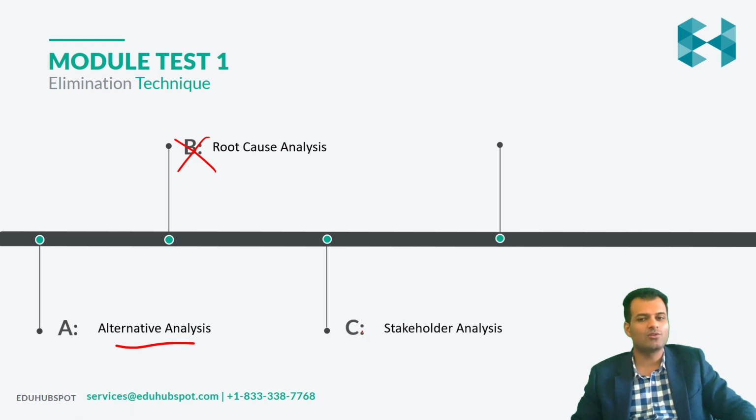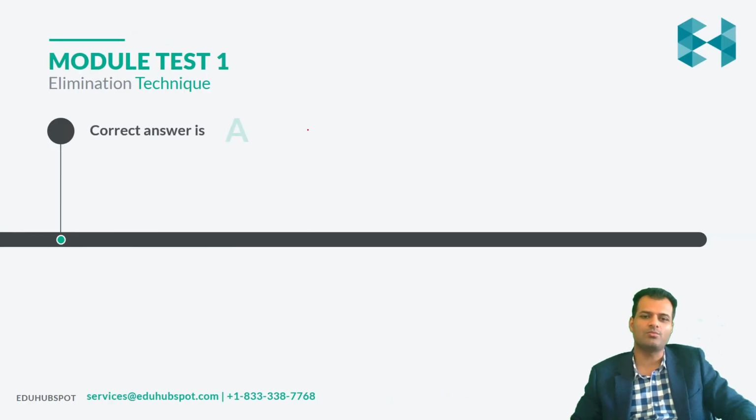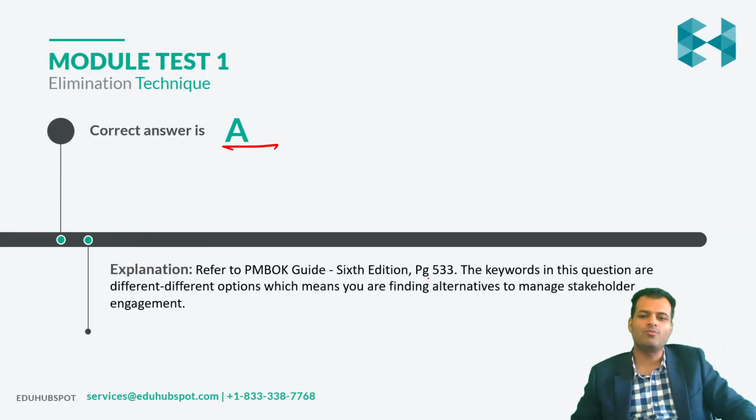Similarly, C, stakeholder analysis. Stakeholder analysis is all about the power impact matrix, the engagement matrix, unaware, resistant. That's not what they're talking about here either. So C cannot be the choice. D, feedback. They did not talk about the feedback. Instead, they just refer to the fact that he's trying to find different options, which is basically your alternative analysis. So the correct answer should be A. Refer to PMBOK page number 533 for more information.